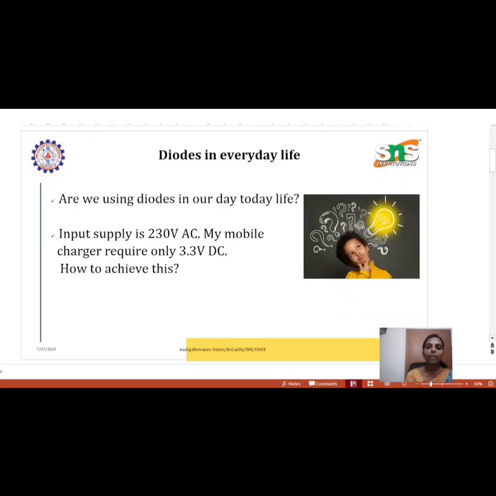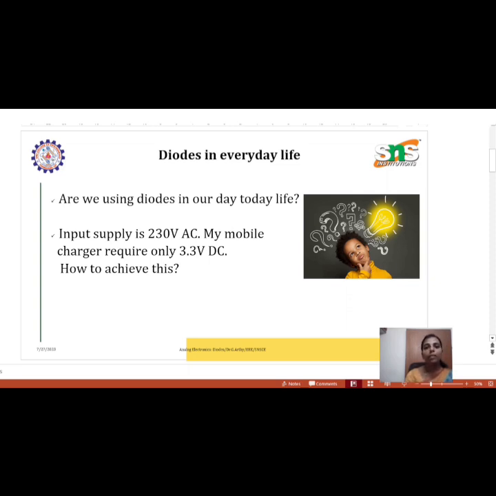So, diodes in everyday life. Are we using diodes in our day-to-day life? Let me ask you a question. The input supply we receive from the power station, if it is single phase, is 230 volt AC, 50 hertz. When you see the mobile charger, it requires only 3.3 volt DC. So the input is 230 volt, but my mobile phone requires only 3.3 volt. How is this being converted? How to convert this?